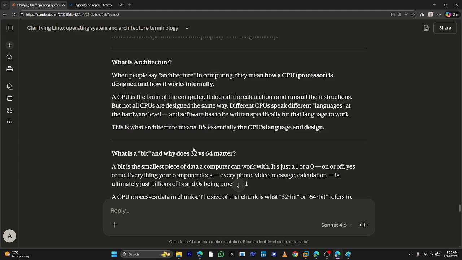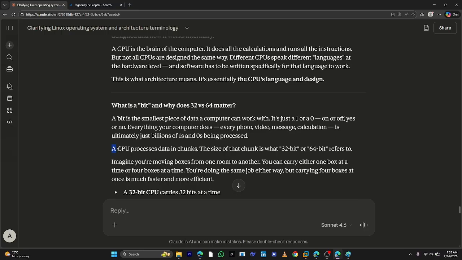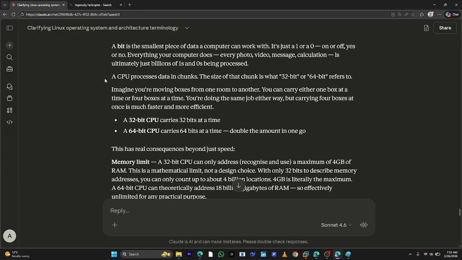So we have two types of language, I guess. One is 32-bit and another is 64-bit. Over here you can see the CPU processes data in parts or chunks, and that chunk is what we call 32-bit or 64-bit.